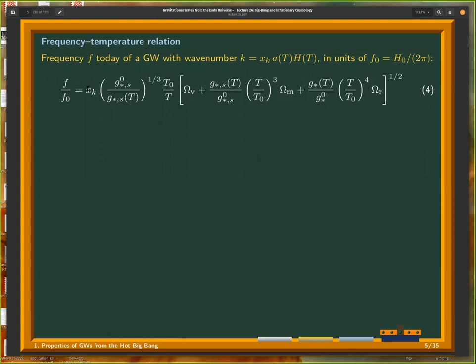And you see again this little prefactor x, k here in front. If x is 1, it just means that the gravitational wave was as large as the entire Hubble radius at the time of production. If x is larger than one, it means the gravitational wave was deeper inside the Hubble radius at the time of production.